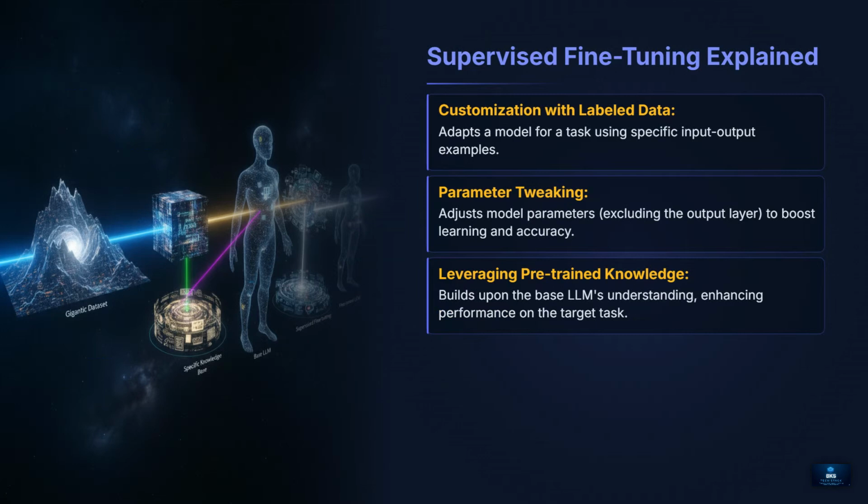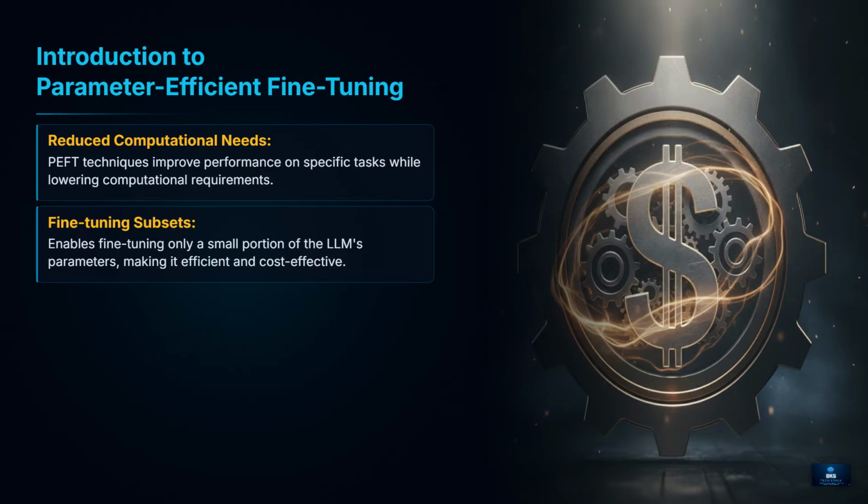Let's delve deeper into supervised fine-tuning. Imagine you're giving the model extra lessons with very specific examples and their correct answers, or labels. This helps it learn the patterns for a particular task more effectively. We carefully adjust the model's internal workings, its parameters, but we often leave the final output layer untouched. This approach leverages the vast knowledge already within the pre-trained model and fine-tunes it for better accuracy on our specific objective.